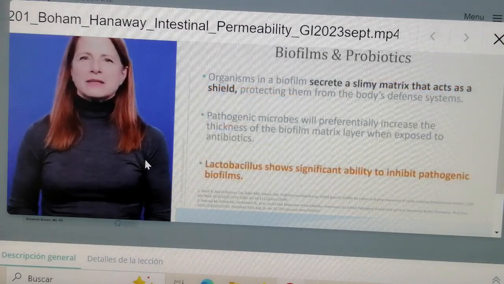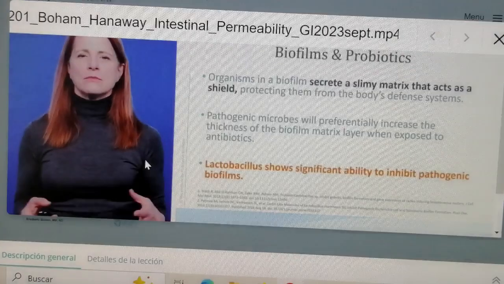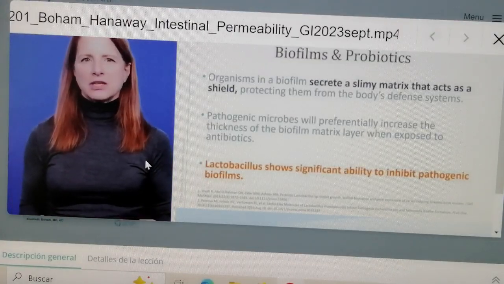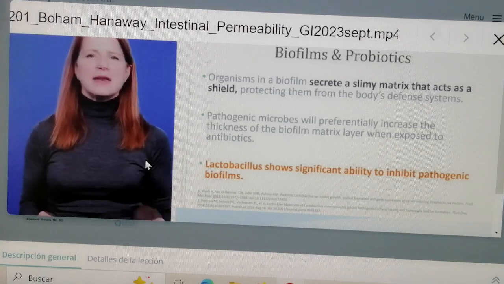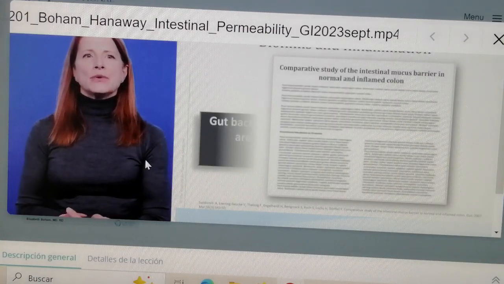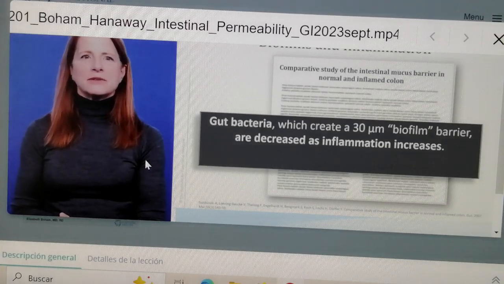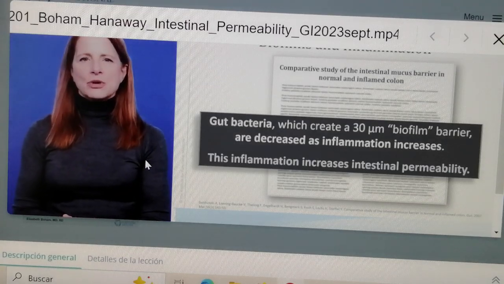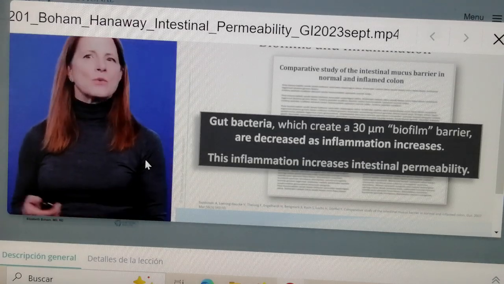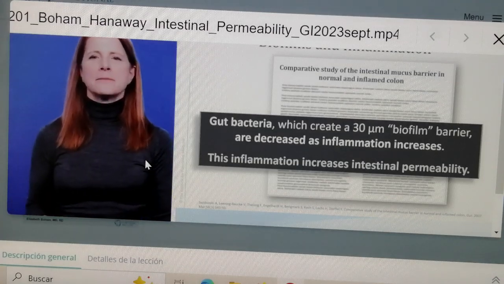We know that the good bacteria can create this biofilm in the gut, and that can help prevent unhealthy bacteria from getting in and creating inflammation. And we know that when there is inflammation, it will damage those healthy biofilms and create this feed-forward situation that we sometimes find our patients in.